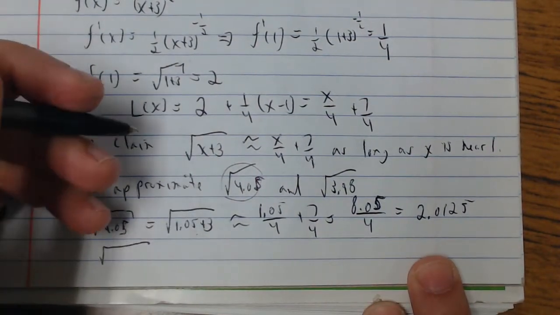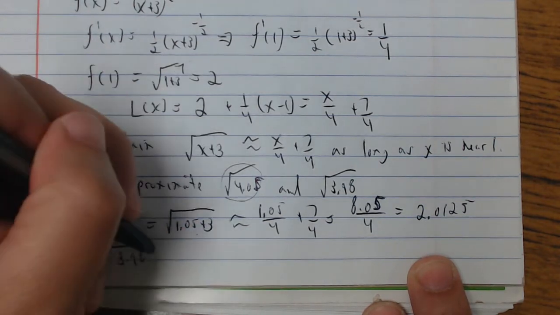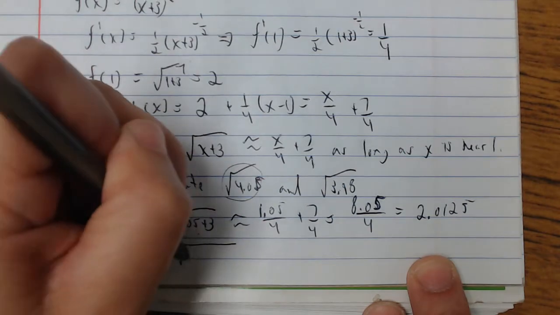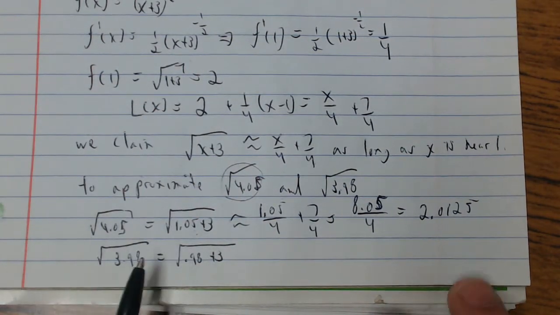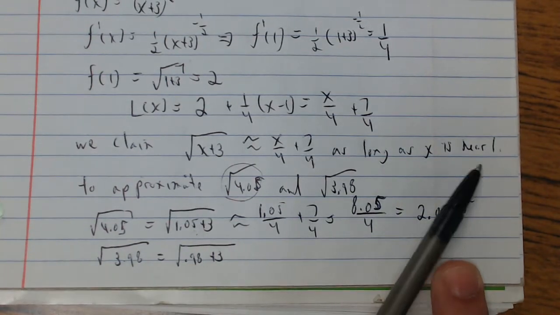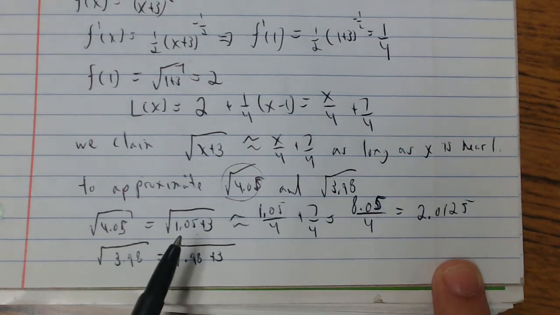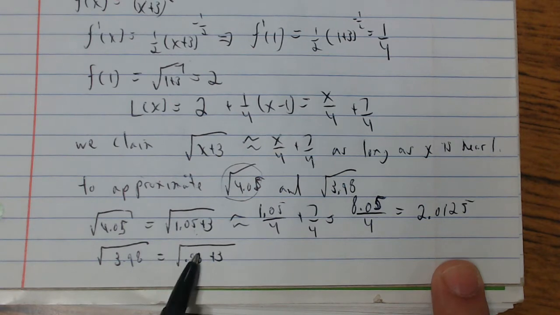Let's look at the next one, the square root of 3.98. We're basically doing the same thing. That's the same as the square root of 0.98 plus 3. Once again, 0.98 is near 1. Now my question to you is, what do you think would give me a more accurate approximation, the bottom one or the top one? Why would one be a better approximation than the other?